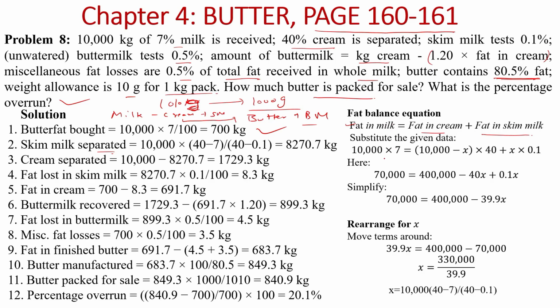So if we write the fat equation, that is 10,000 into 7 equals, say, fat in skim milk is x, then fat in cream obviously will be 10,000 minus x. We put the value here: 10,000 minus x into 40 equals x into 0.1, because this will be the fat equation, and from this we will have x equal to 3,30,000 divided by 39.9.